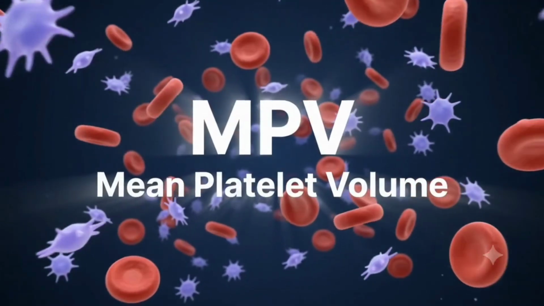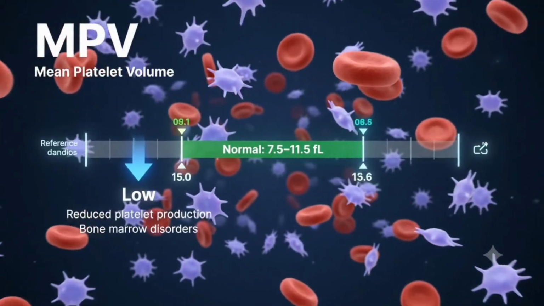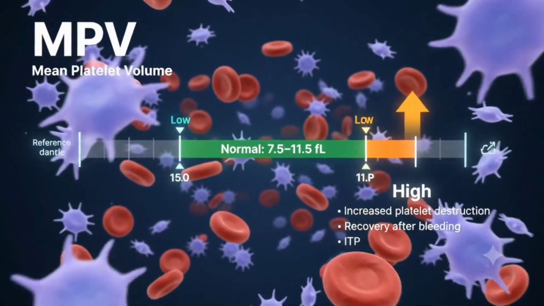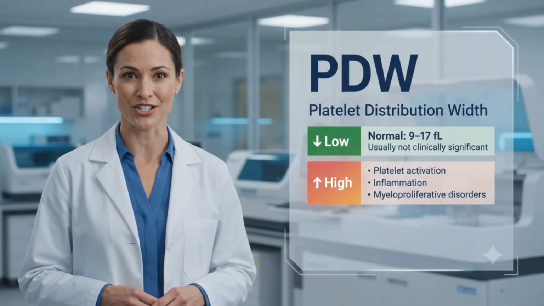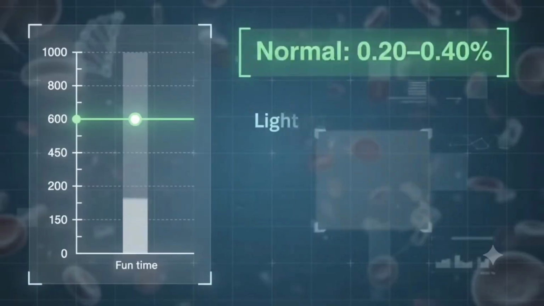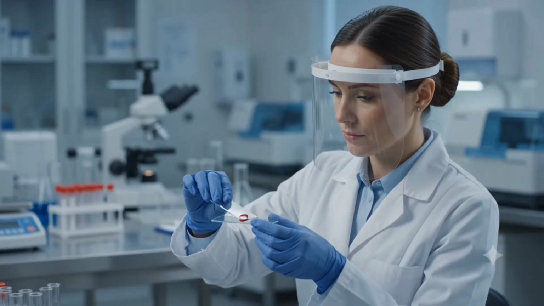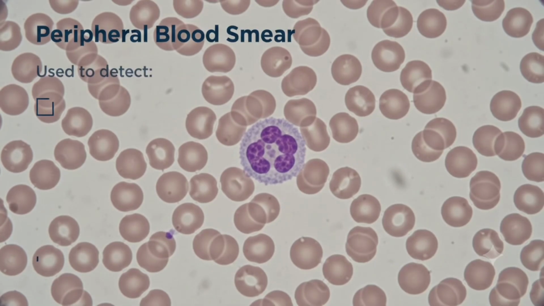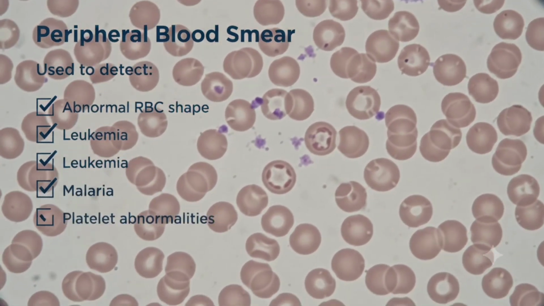MPV measures the average size of platelets and reflects how actively the bone marrow is producing them. PDW measures the variation in platelet size and helps assess platelet activation. Plateletcrit represents the total volume occupied by platelets in the blood. If the CBC is abnormal, doctors may order a peripheral blood smear to examine blood cells under a microscope.